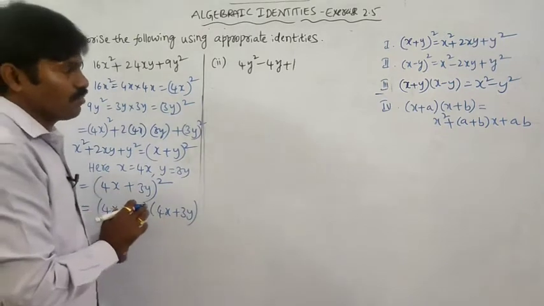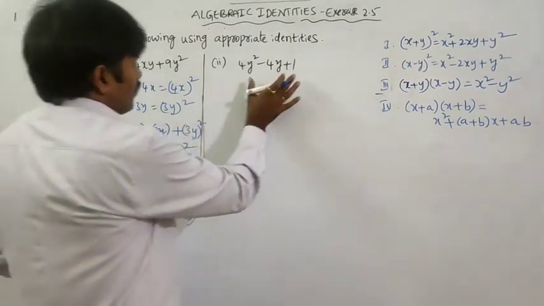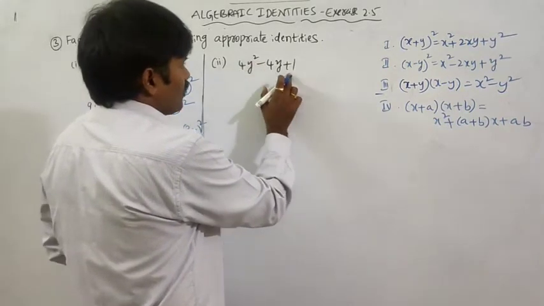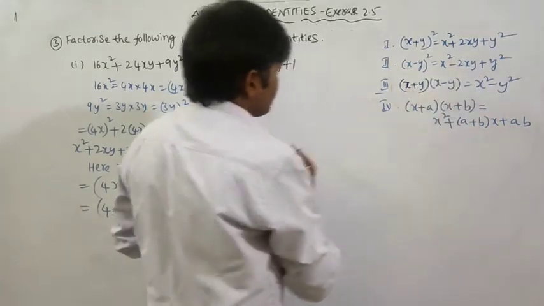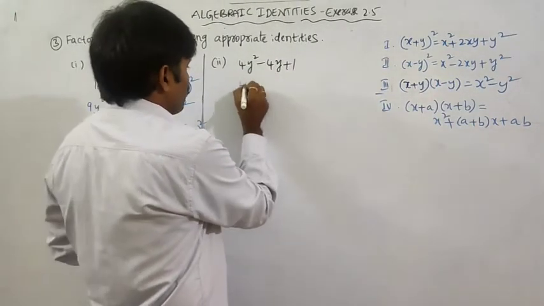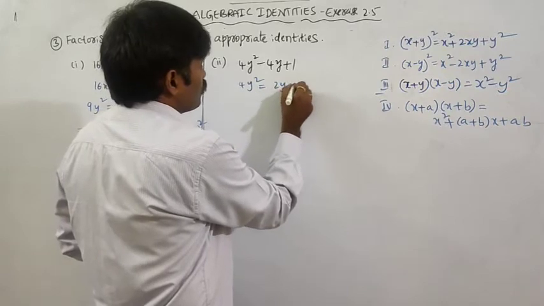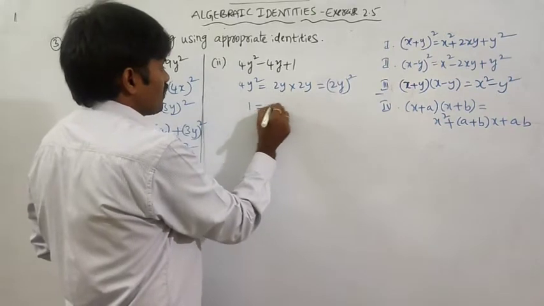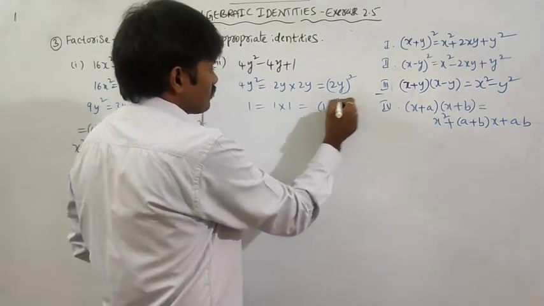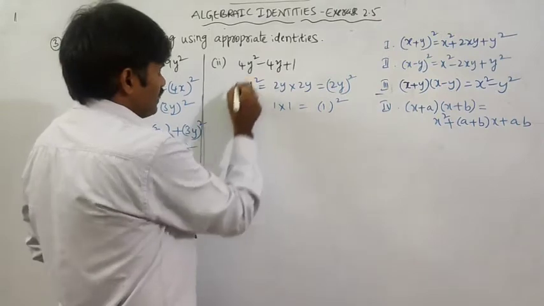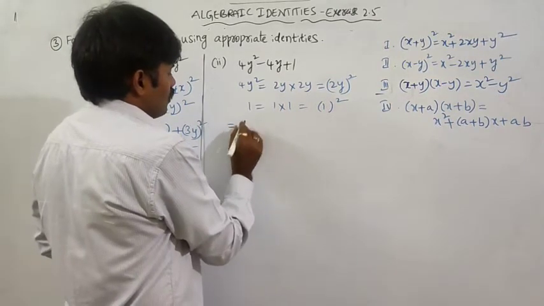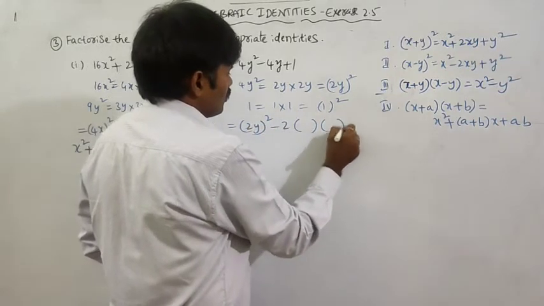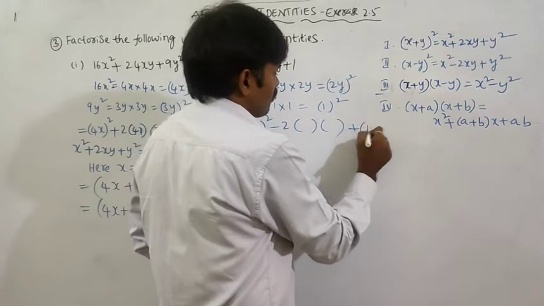So like this you have to solve these problems: factorize the following using appropriate identities. When you come to the second question, see, positive, negative, positive. So here we use the second identity. 4y square can be written as 2y into 2y, so 2y whole square. And 1 is also a perfect square, which can be written as 1 into 1, 1 square. So finally the given expression can be written as 2y whole square minus 2 into x into y plus 1 square.